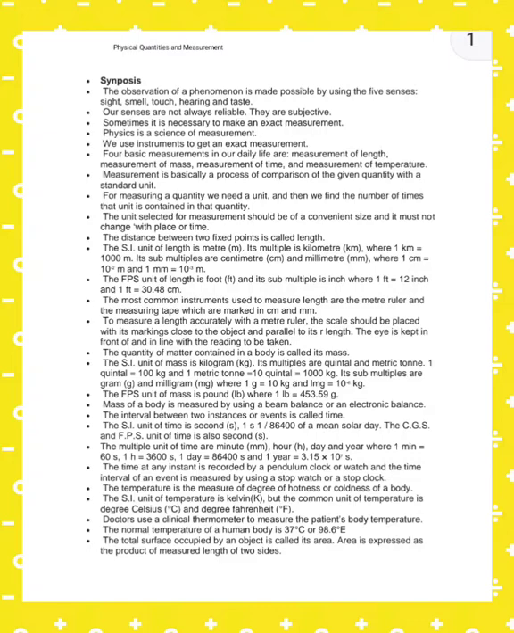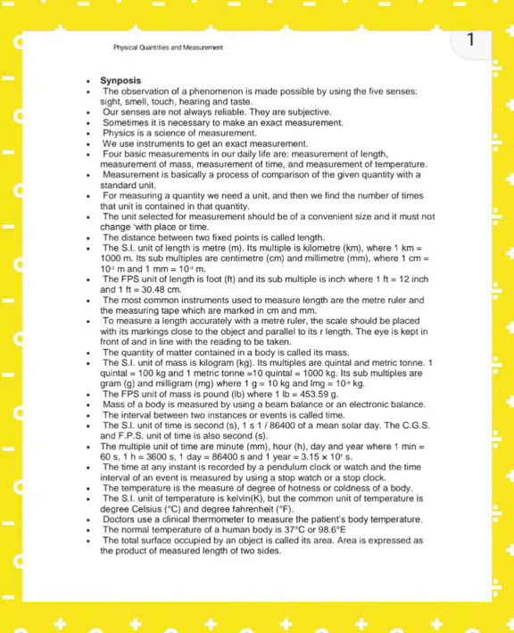The interval between 2 instances or events is called time. The SI unit of time is seconds. 1 second is equal to 1 by 86,400 of a mean solar day. This you have to learn. The CGS and FPS unit of time is also second.